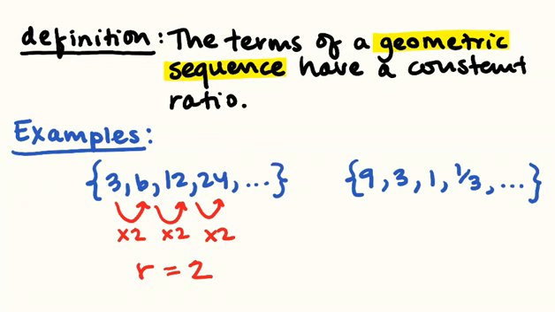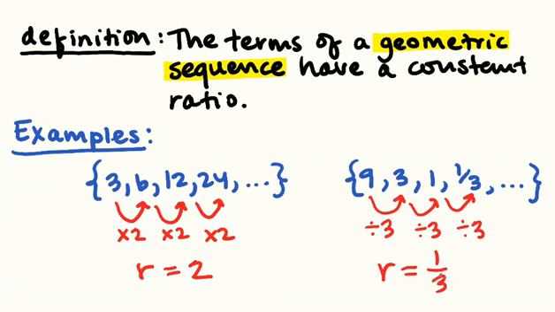All right, and then the second one, I go from 9 to 3 by dividing by 3. From 3 to 1 by dividing by 3. 1 to 1/3 by dividing by 3. So that means that R is not going to be 3, but 1/3, because R is the number we multiply by each time. And it's just easier to think about geometric sequences and geometric series as having terms that are always multiplied by the same number over and over again, rather than saying some of them are getting multiplied, some of them are getting divided.